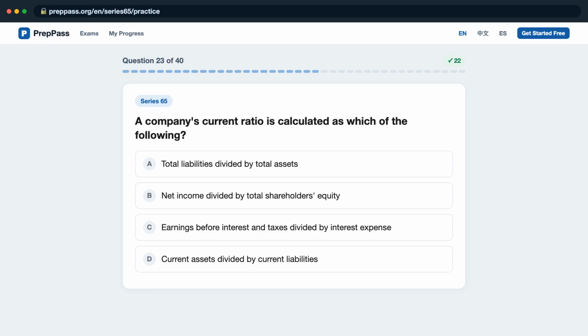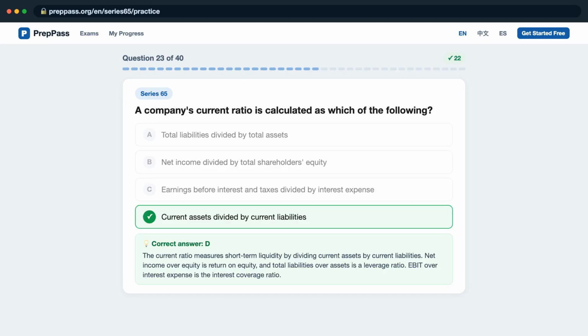Question 23. A company's current ratio is calculated as which of the following? Is it A, total liabilities divided by total assets? B, net income divided by total shareholders' equity? C, earnings before interest and taxes divided by interest expense? D, current assets divided by current liabilities? The correct answer is D.